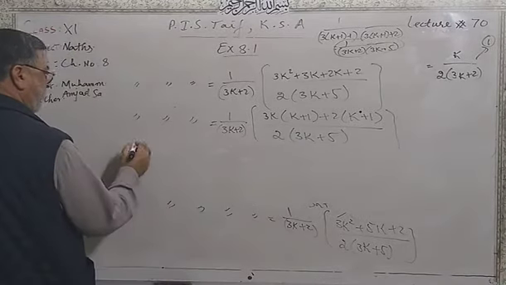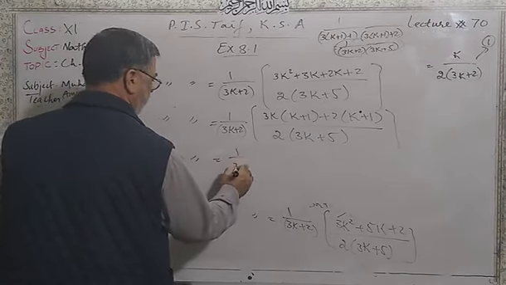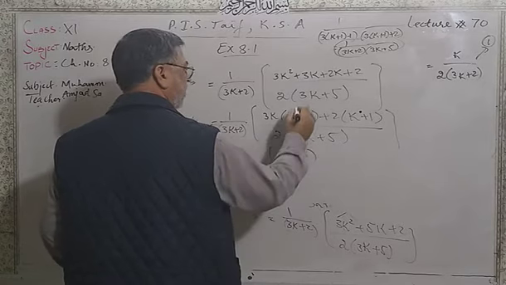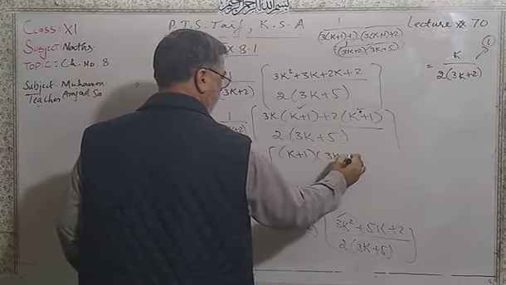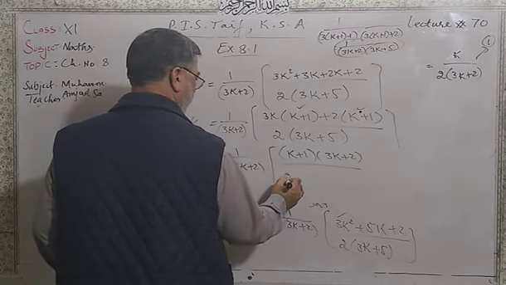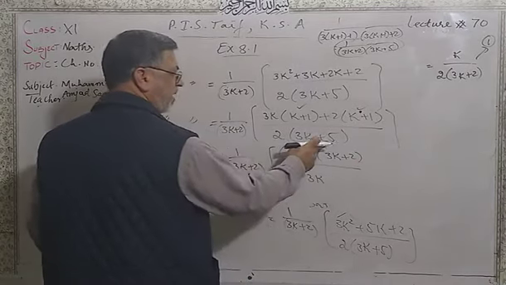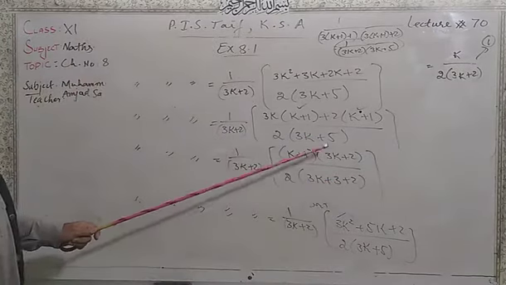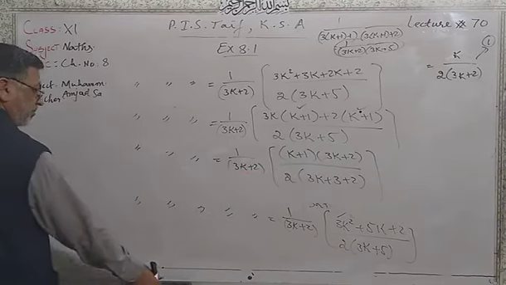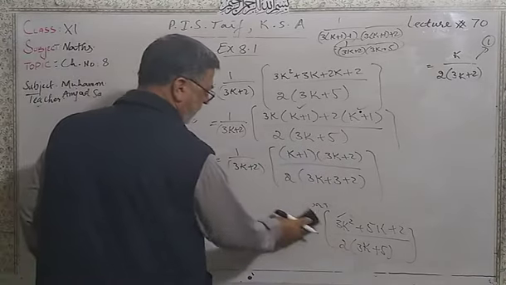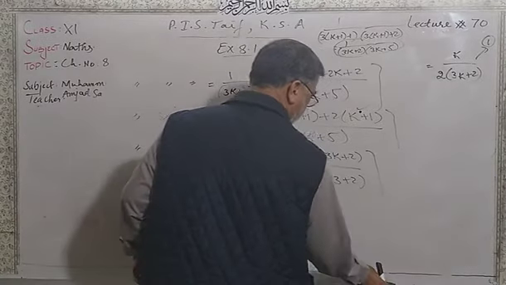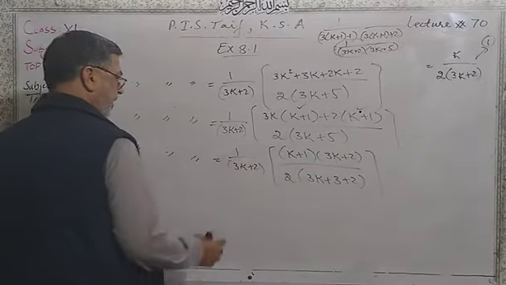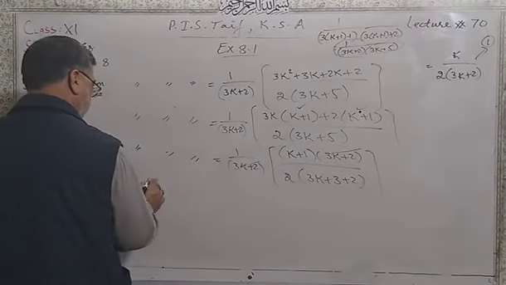Now dear students, you will have left hand side as it is 1 over 3k plus 2 into k plus 1 into 3k plus 2 divided by 2 into 3k plus 5. This 5 can be written as 3 plus 2, because I want to make right hand side with k plus 1 in place of k. Here 3k plus 2, 3k plus 2 cancelled out.